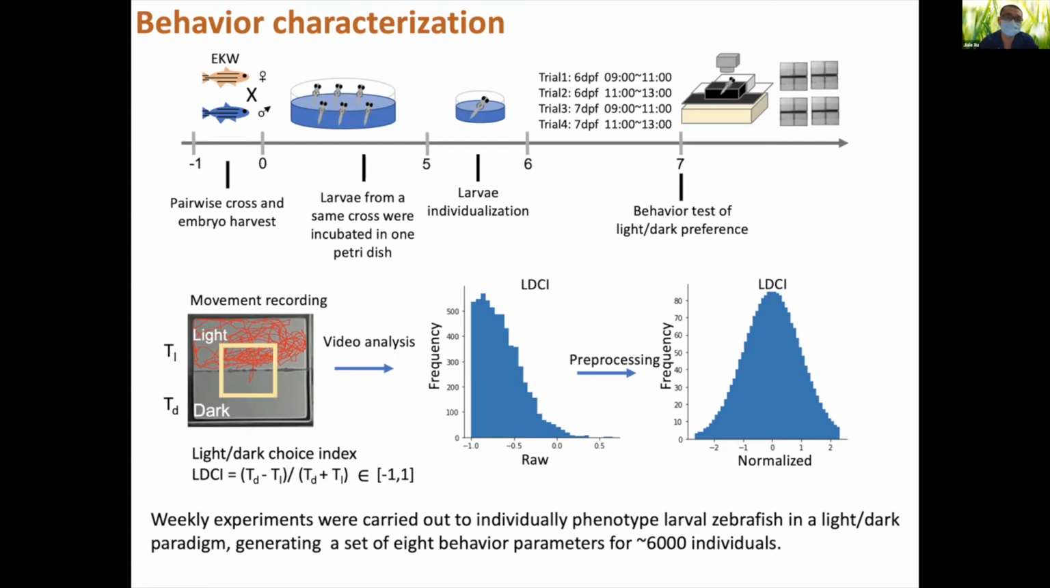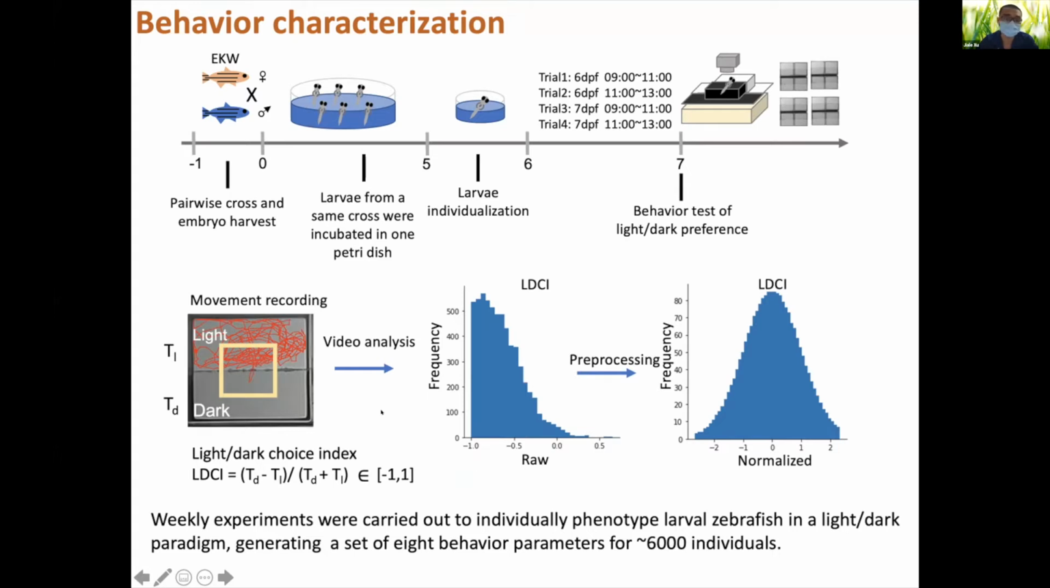And then those video recordings were digitized in the software, where we produced a set of raw behavior parameters. And the main parameter we're looking at is called light dark choice index, which is computed by using the time the fish spent in the light zone and the time the fish spent in the dark zone. By definition, it is a value ranging from -1 to 1. Larger value indicates less aversiveness the fish displayed towards the dark side. So we usually took the mean across the 4 trials as a final value for this parameter for each fish.